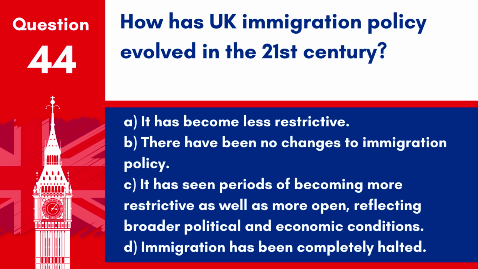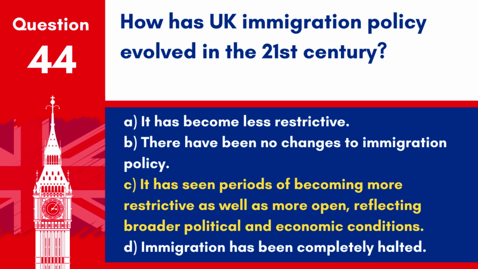Question 44. How has UK immigration policy evolved in the 21st century? A. It has become less restrictive. B. There have been no changes to immigration policy. C. It has seen periods of becoming more restrictive as well as more open, reflecting broader political and economic conditions. D. Immigration has been completely halted.